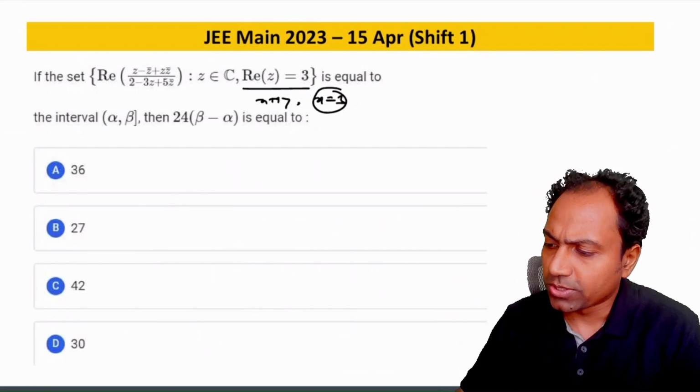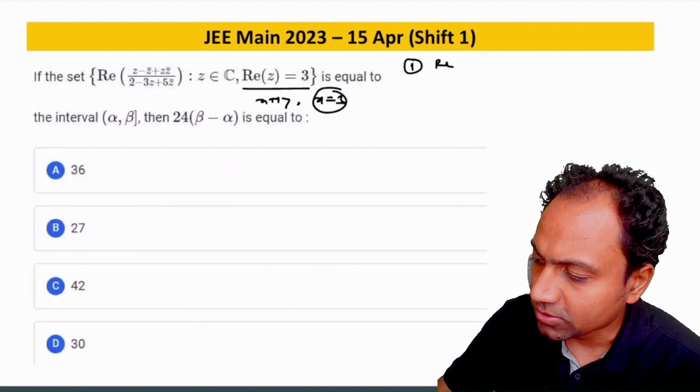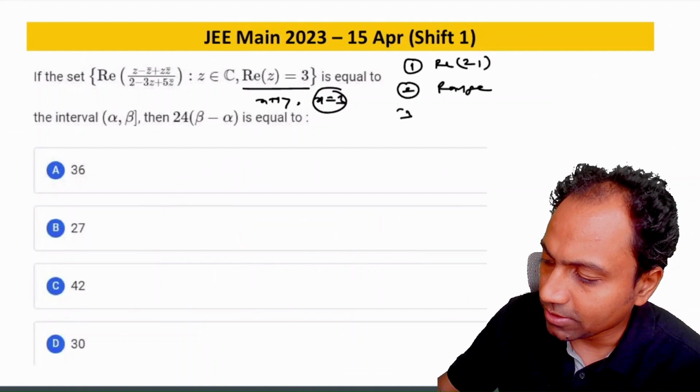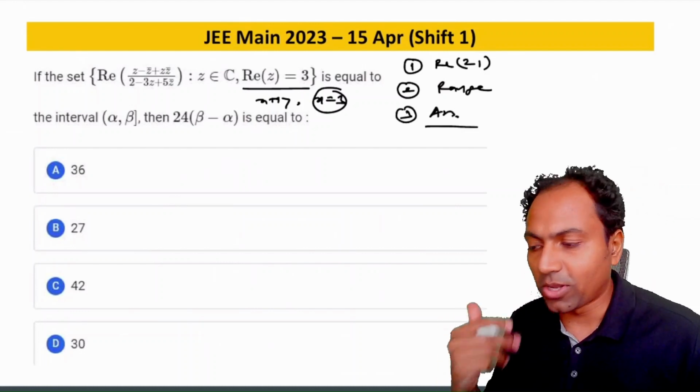So if you look into this question, there are 3 parts. First, we need to figure out the real part of this new complex number. Let us say z1 they have given to us. Second, you need to find the range of z1. And in the third part, you get to the answer. So there are 3 steps in solving this question. So let us do all the steps one by one.